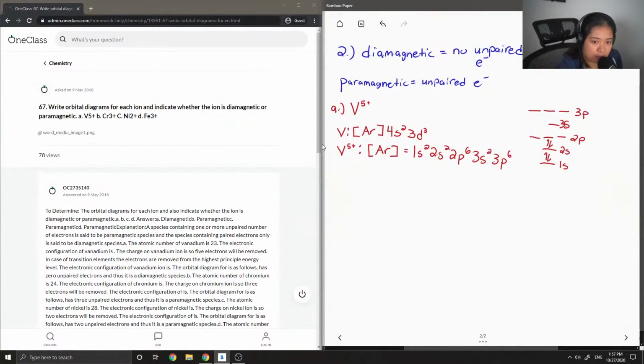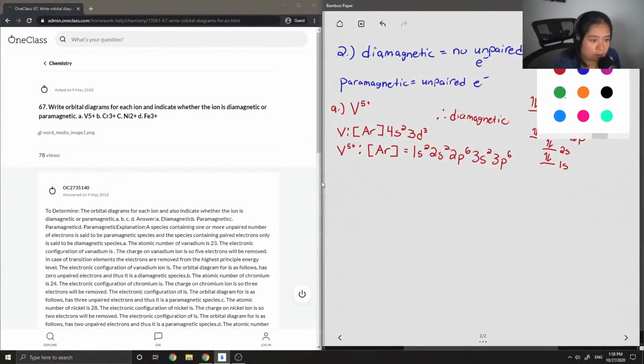When I get to multiple orbitals, I do all of them standing up first and then pointing down. It's just good practice, even though we know that all of these will be filled. So therefore this is diamagnetic since there are no unpaired electrons. Okay, so let's do the same thing for B.